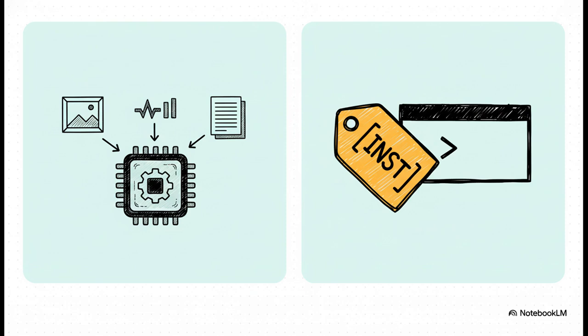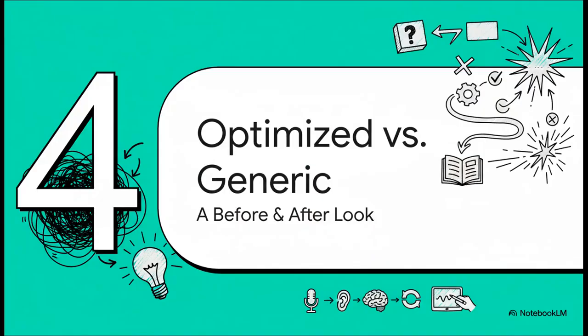Being open source, it relies on a very specific instruction format. You have to use those inst tags to clearly separate the user's command from everything else. If you ignore those tags with Llama, it's just a recipe for a bad time. So let's actually see what this looks like in practice. I mean, theory's great and all, but the proof is in the output, right? We're going to look at some direct before and after examples to show you just how dramatic the difference between a generic and an optimized prompt can really be.